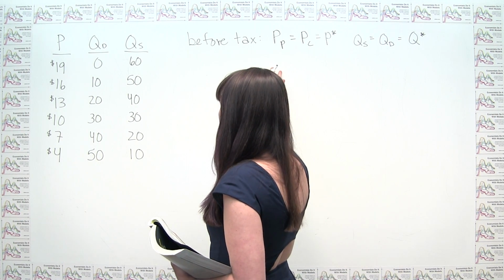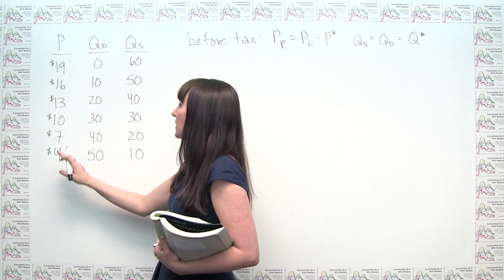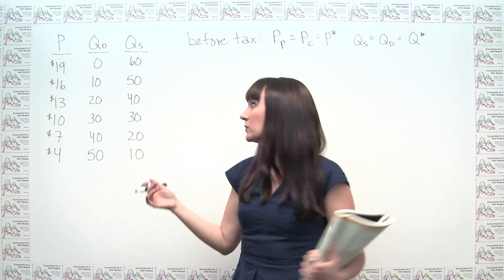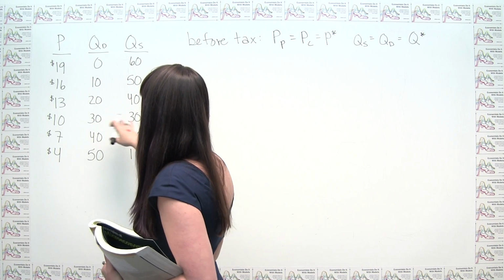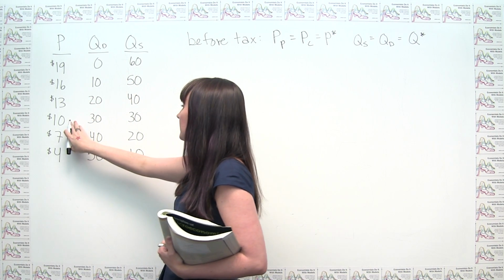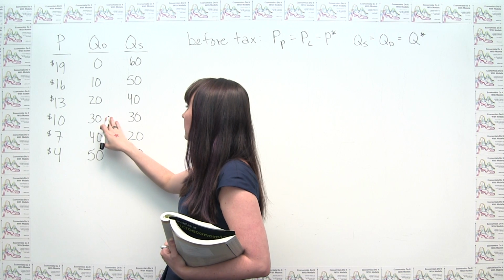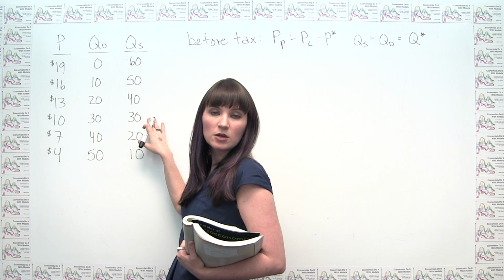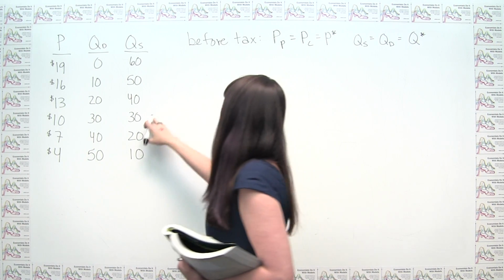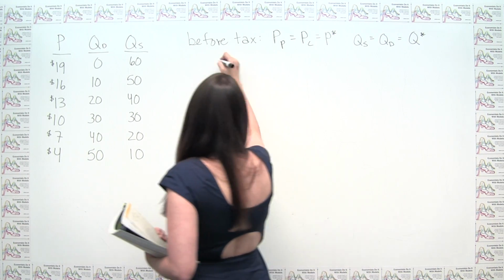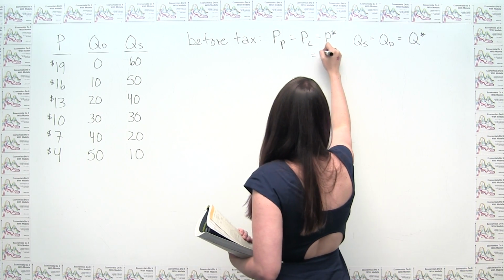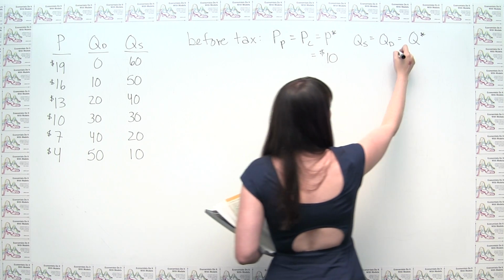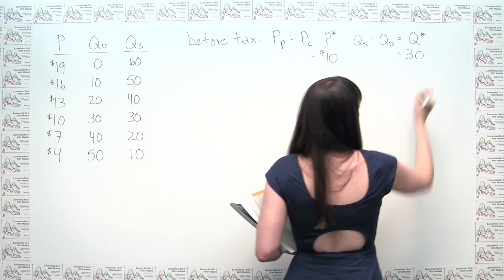So what that means is that before the tax is implemented, we just have to go and find the price where quantity demanded and quantity supplied are equal. So we can just look here and say, oh, I noticed that at a price of $10, my market is demanding 30 t-shirts, but my market is also supplying 30 t-shirts. So that's actually going to be our equilibrium price. So we can just say here that P star is equal to $10, and our market quantity is equal to 30.